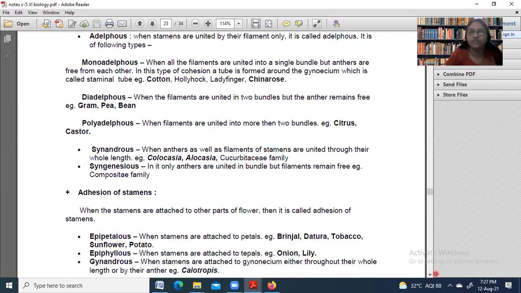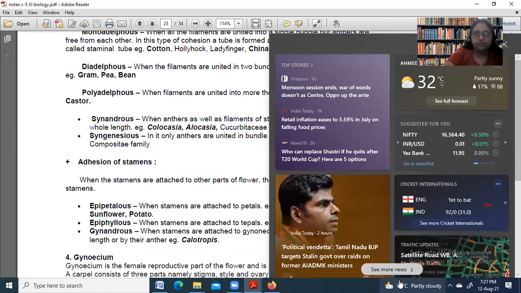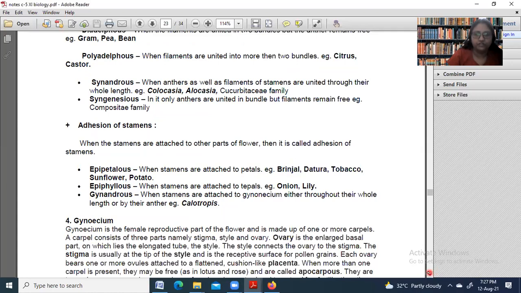I told you cohesion means attachment with the anthers. Adhesion means attachment of stamens with the other floral part. If it is attached to petal, we call epipetalous. If it is attached to tepals, we call epiphyllous. If it is attached to gynoecium, we call it gynandrous. Okay. So that is about androecium. Now we will talk about the gynoecium.